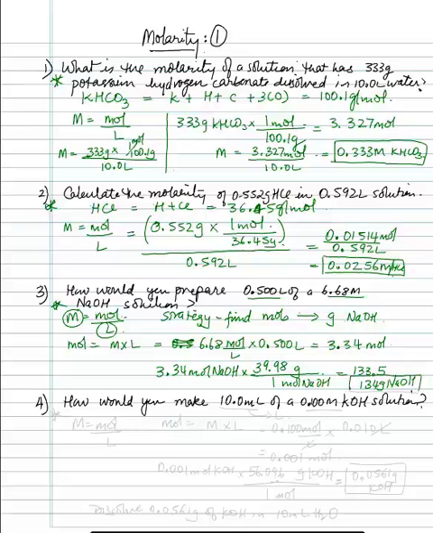So we need to weigh out 134 grams of sodium hydroxide and then dissolve it in 0.5 liters of water to get a 6.68 molar solution.